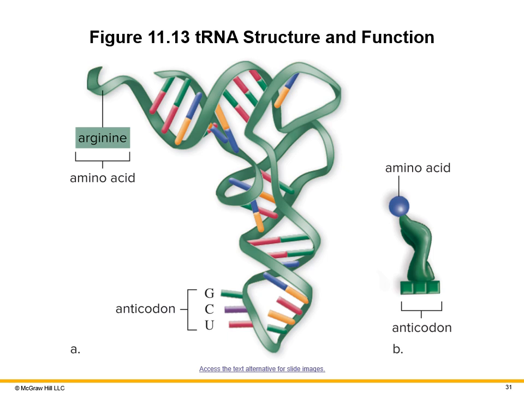Here is the structure of tRNA, which is important for transferring amino acids to the ribosome during translation. tRNA has one end called the anticodon, which matches with the respective codon on the mRNA. And on the other end of the tRNA, we have the attachment site for the specific amino acid. Here's a more simplistic picture of a tRNA. We have the amino acid attached to the tRNA, and we have the anticodons on the other end.